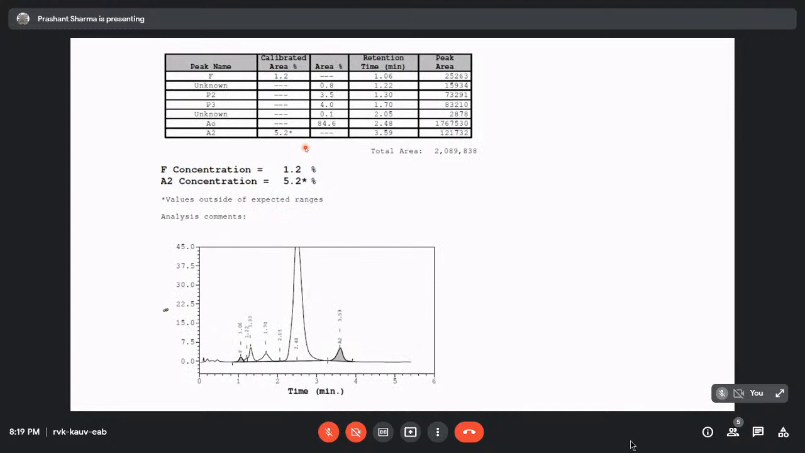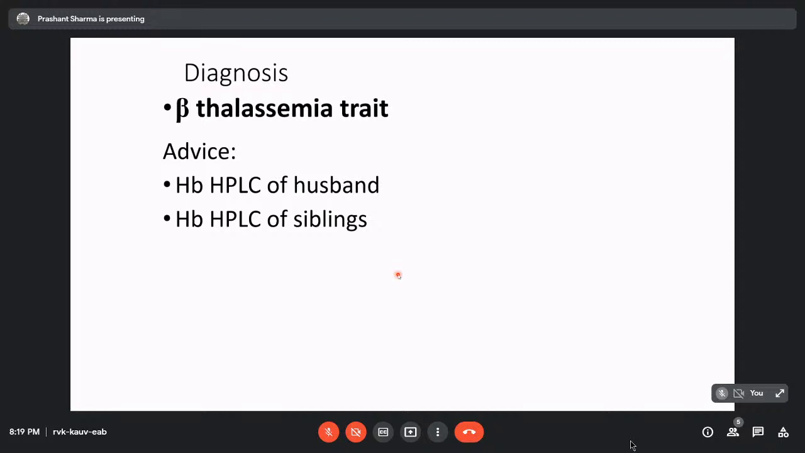As we can see, her adult hemoglobin is okay, her F is okay, she's pregnant, and her A2 is 5.2%, which is elevated. Remember, 4 to 9% is beta thalassemia trait. The HPLC has no other abnormality other than the elevated A2. So what we have here is just an elevation of A2, and the diagnosis is beta thalassemia trait.